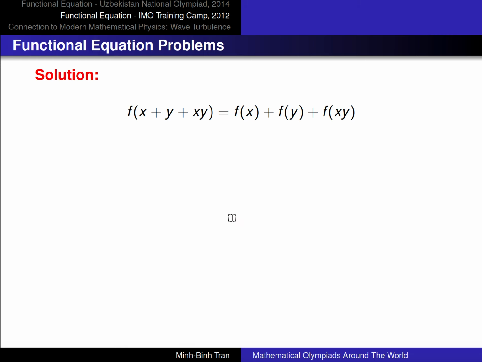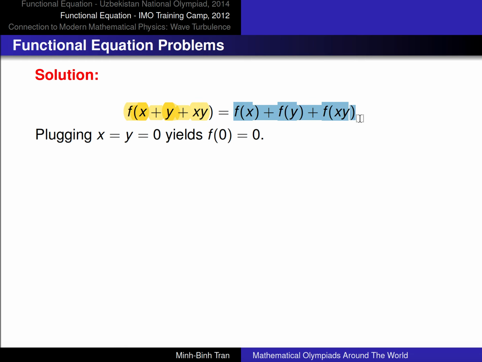Now let us discuss the solution. First, I write down the equation. Again, I'm gonna use the same method. I plug x to be 0, y to be 0. Then on the left hand side you have f of 0. On the right hand side you have 3 times f of 0, which means that f of 0 is 0.